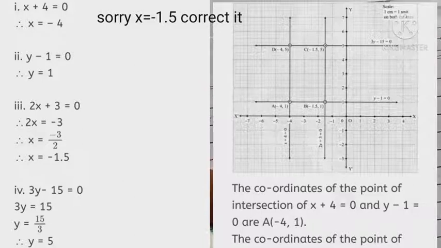Now the second one is 2x plus 3 equal to 0. So solve it. Therefore 2x is equal to minus 3, x is equal to minus 3 divided by 2, so therefore x is equal to minus 1.5. Now the third one is 3y minus 15 is equal to 0. Solve it. 3y is equal to 15, so y is equal to 15 divided by 3. So y is equal to 5.